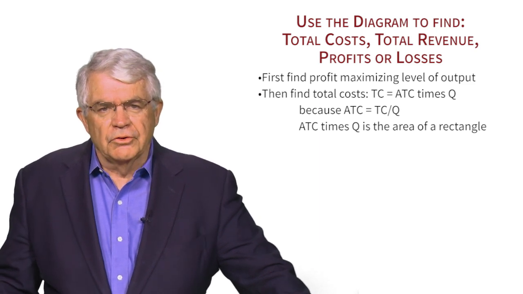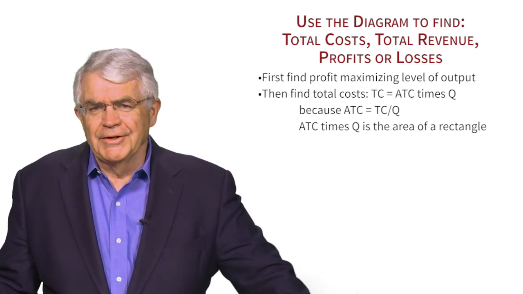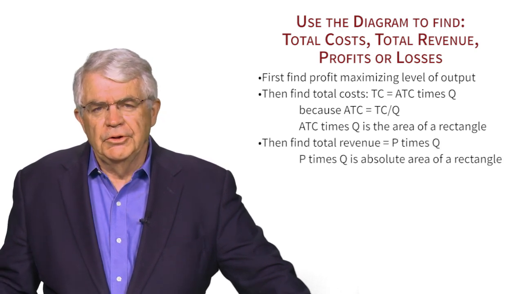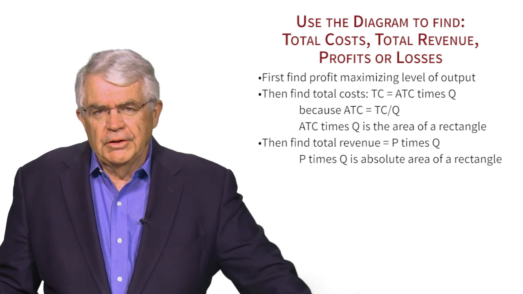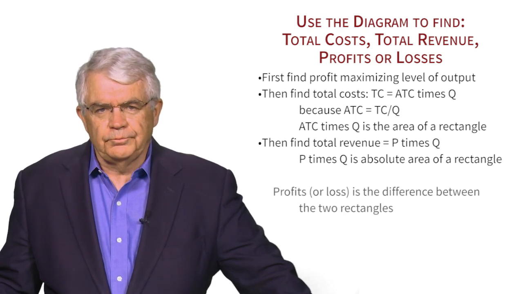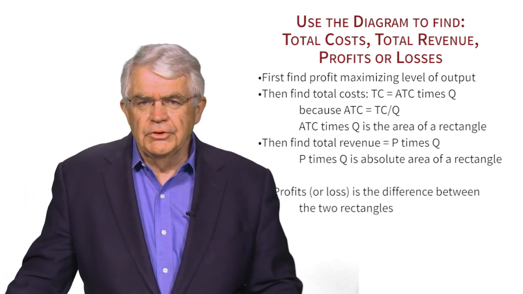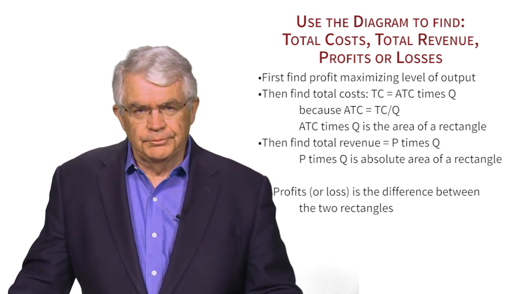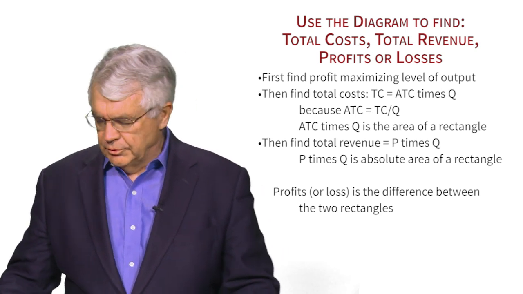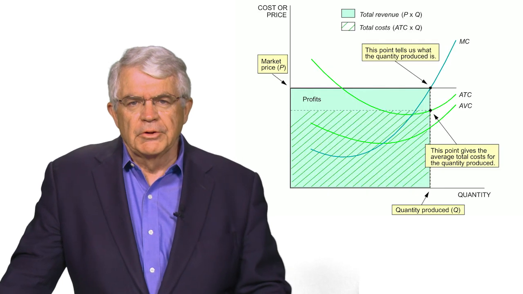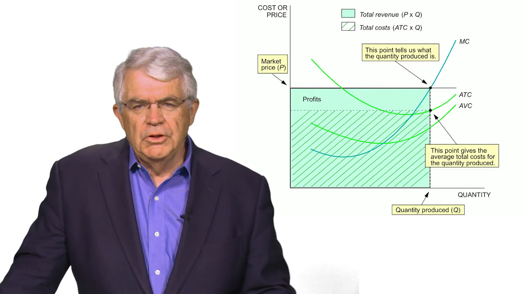We're going to show that average total cost times quantity is the area of a rectangle in that diagram. Then, having considered the cost, we're going to think of the revenue. Total revenue is just price times the quantity produced, and we're going to see that P times Q is also the area of a rectangle. Finally, profits or losses is going to be the difference between the two rectangles, the difference between revenue and costs. So let's look at the diagram first and then examine how you actually create this from scratch.